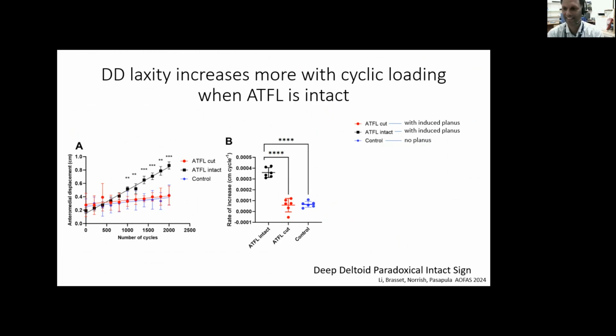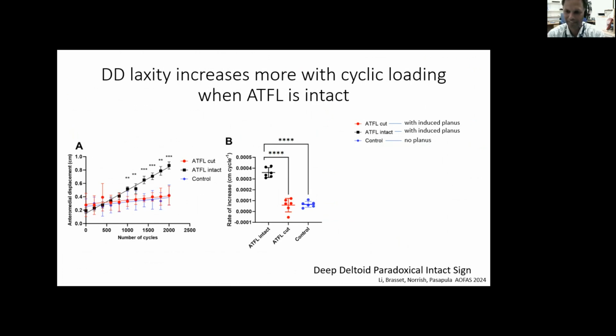So if you take the control feet with cyclical loading, you are seeing a very small increase in strain in deep deltoid as measured by anterior medial separation. And what we found was in the group that had planus induced with the ATFL intact, that deep deltoid strain rate massively increases. And that's why you see the shear failure of deep deltoid.